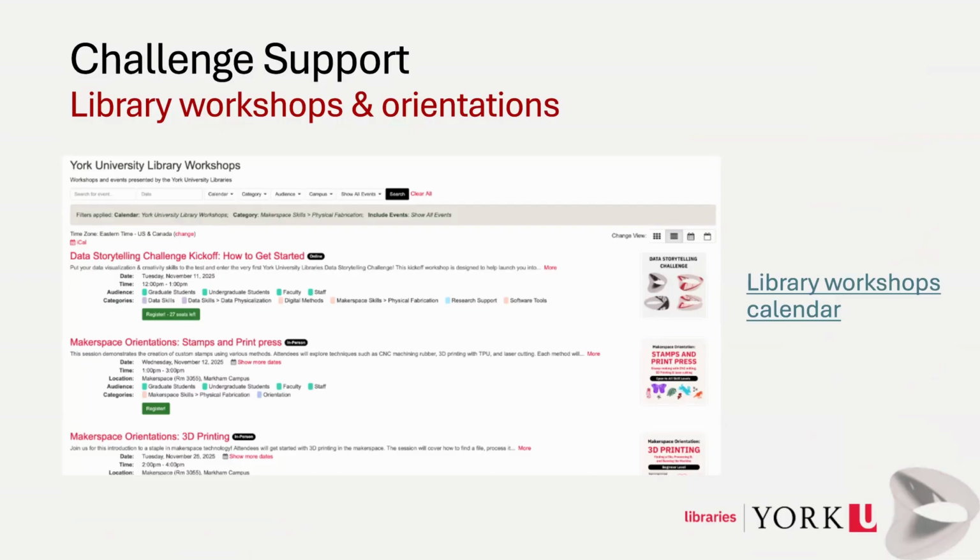We also do have library workshops, so we have a link to our calendar here of the various workshops that we have and orientations about data visualization, data, or our makerspace tools. So we have an upcoming workshop, for example, on stamps in the print press, and then another one coming up in a couple weeks for 3D printing.